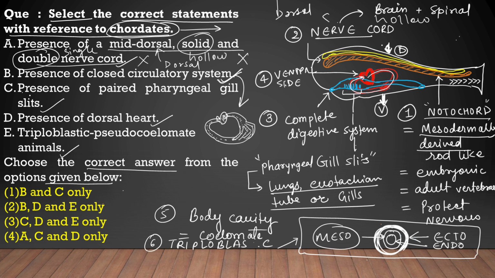Now let us see the third option, the presence of paired pharyngeal gill slits. Yes, they have paired pharyngeal gill slits. It is correct. We have mentioned that they have pharyngeal gill slits, and of course they are paired in nature. So it is also correct. Now see the presence of a dorsal heart. No, it is not dorsal but ventral in nature. So this option is also wrong.